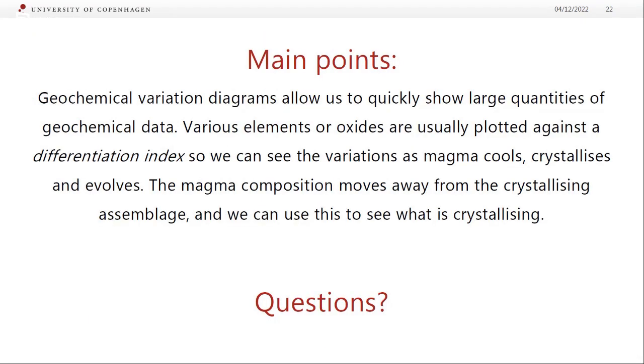All right. So these diagrams allow us to show a lot of data very quickly, usually plotting different elements or oxides against a differentiation index that tells us which direction the magma evolution and cooling is going. The magma composition is always going to move away from whatever is crystallizing, whether that's a single mineral or some combination of minerals. All right, does anyone have any questions on that bit? Okay, good. Seems like geochemistry is easier than phase diagrams, so that's good.